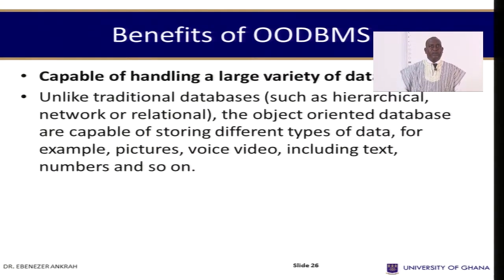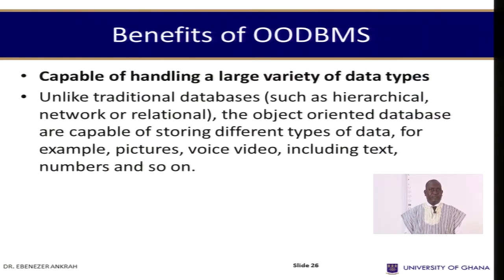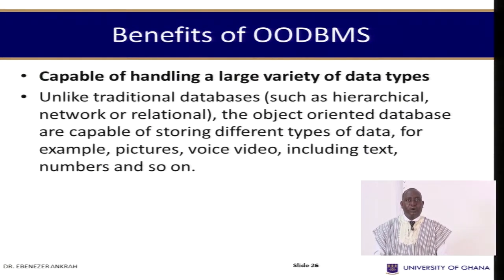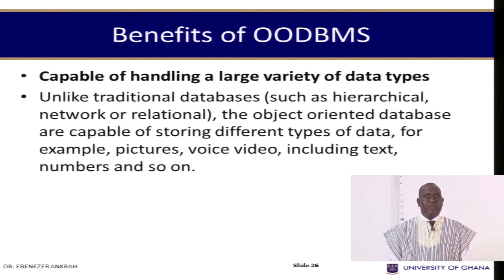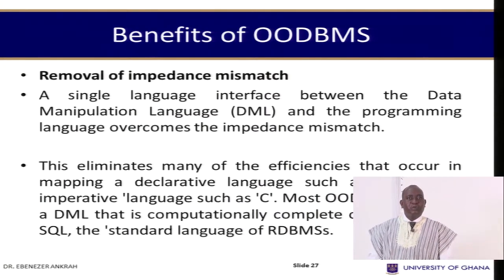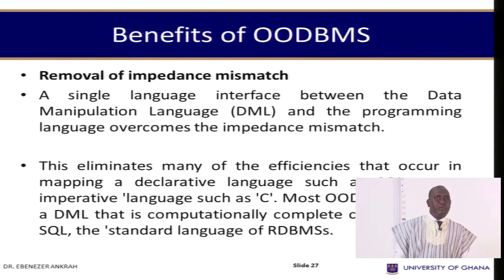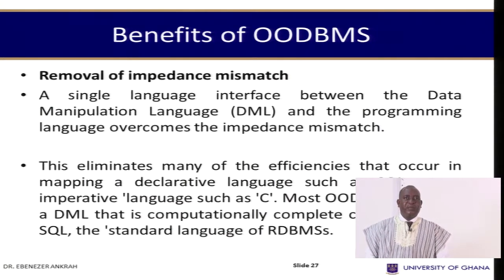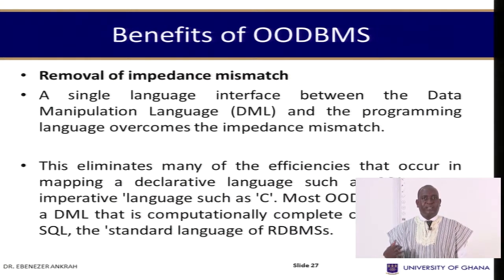The capability of handling a large variety of data. The object-oriented database management system has the capability of handling a large variety of data types. And of course, because of the classes and the objects, it can also remove the impedance mismatch, unlike the mismatch being a main problem in relational systems.